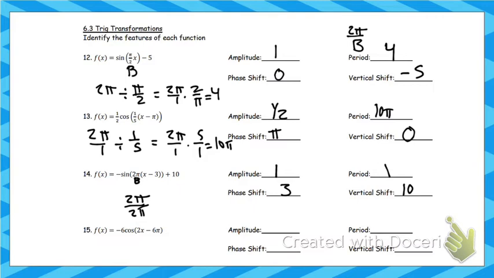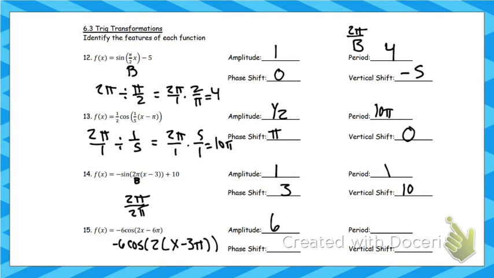All right, and then the last one, notice the last one is not written the correct way. That would make your phase shift wrong if you don't remember to factor out that 2. So I'm going to rewrite this with the 2 factored out. So if I factor out or divide out that 2, I'd have 3 pi left.